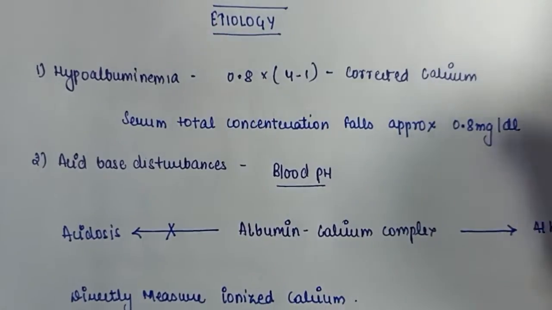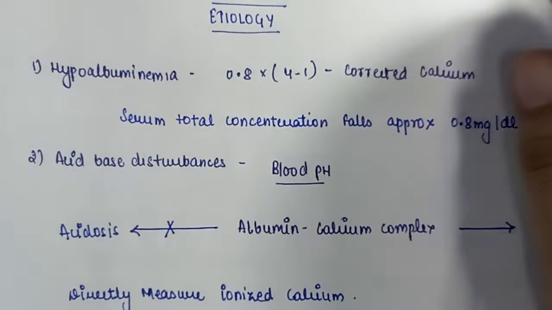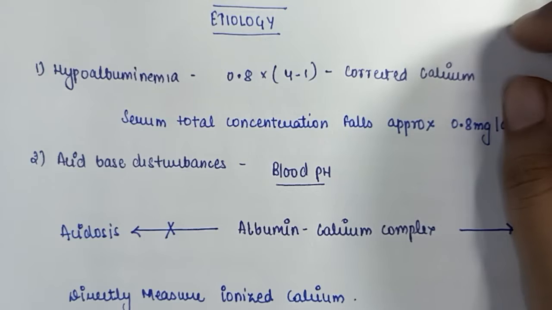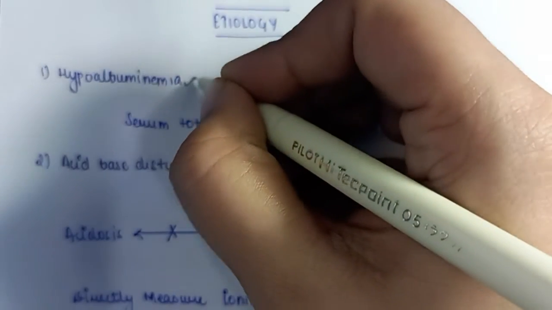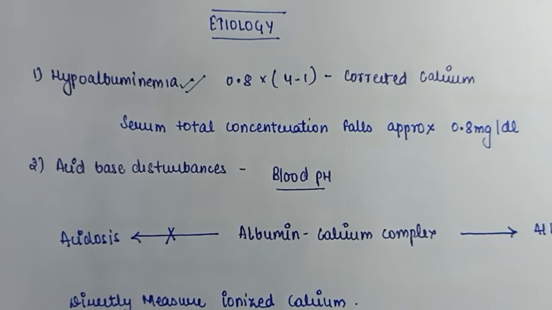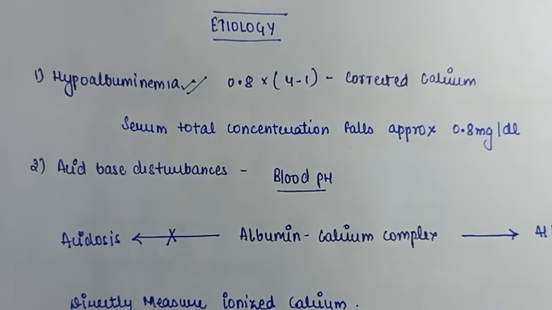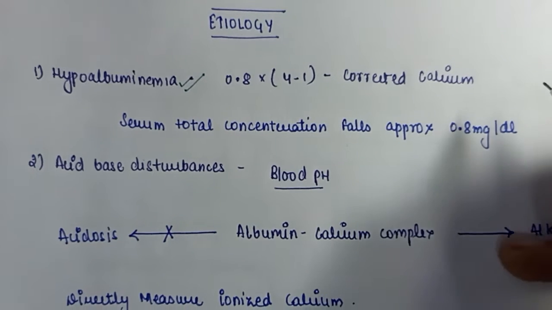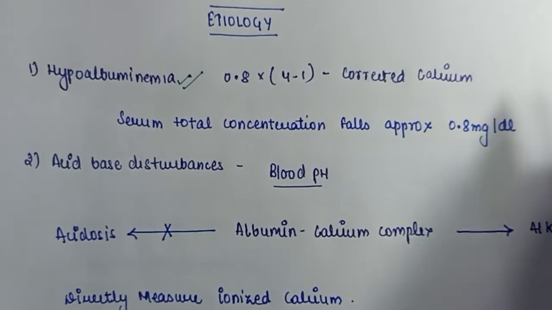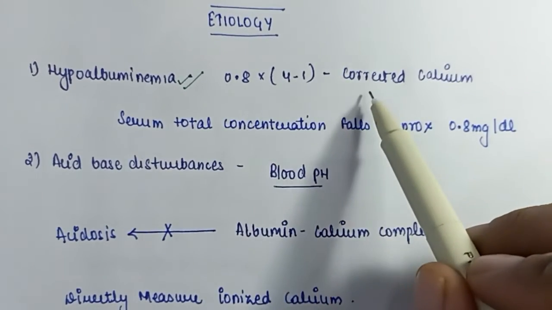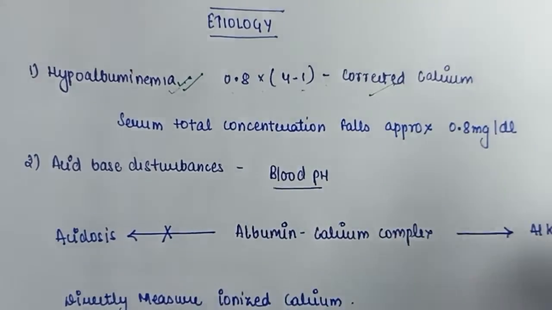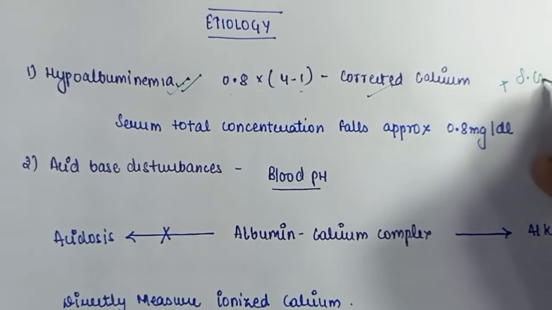hypocalcemia. Before going into the etiology of hypocalcemia, we should think about two main things. The first is albumin level. Around 30 to 40% of serum calcium is bound to albumin. So we should look at the serum albumin level before labeling it as hypocalcemia. We should correct the calcium level for hypoalbuminemia. The formula is 0.8 into 4 minus albumin, plus the serum calcium.